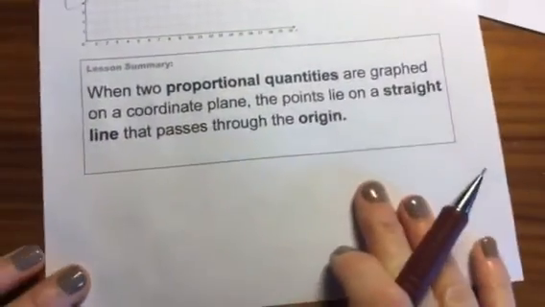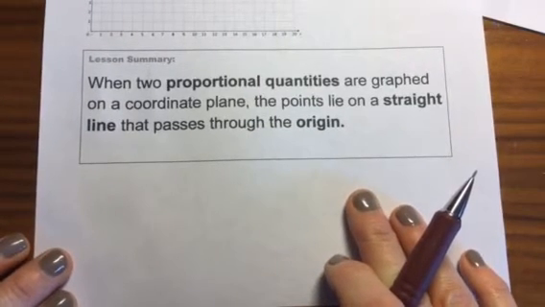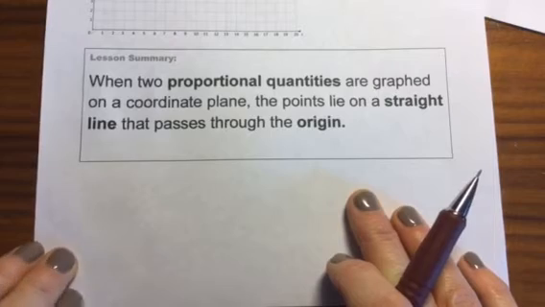Okay, so when two proportional quantities are graphed on a coordinate plane, the points lie on a straight line that passes through the origin, and my dog agrees with that.